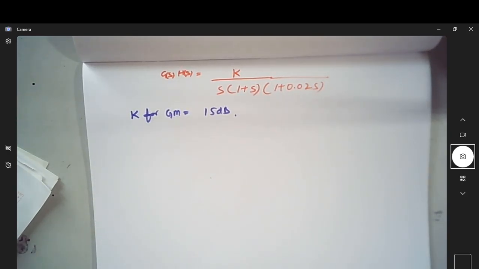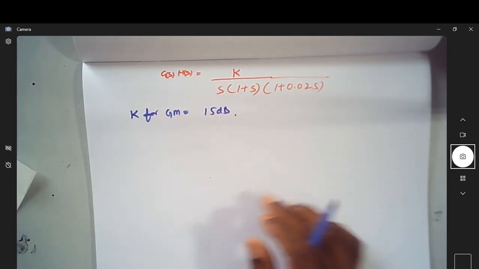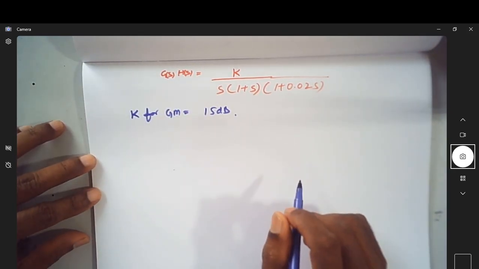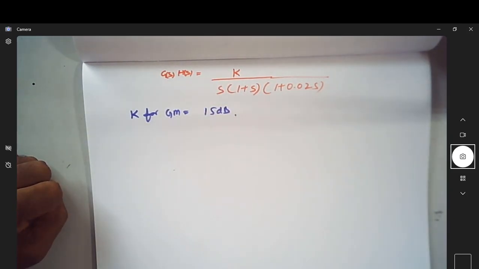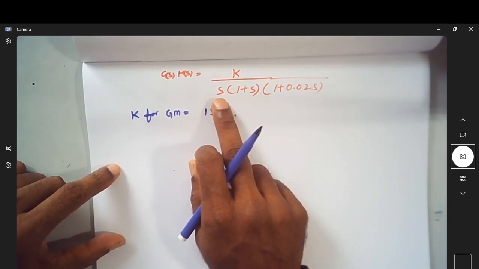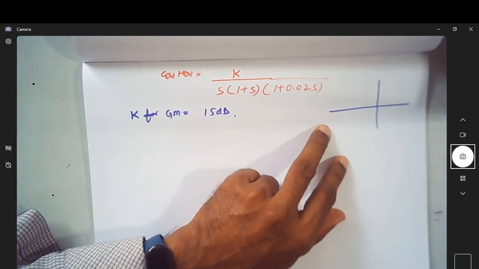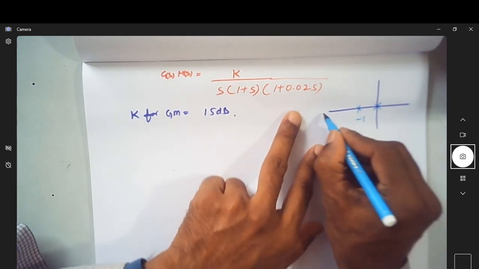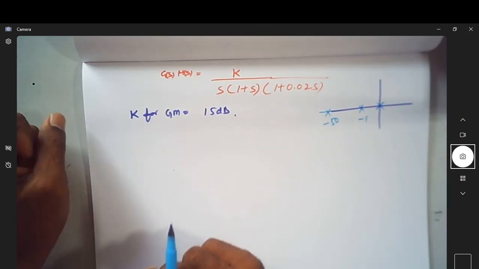So this is the question that is asked. Since the value of K is asked for a gain margin of 15 dB, the first thing we have to do is start from the fact that to plot the Bode plot, we need to know the system gain and the pole positions. Certainly we know the pole positions. If I write the pole-zero plot of this, there is a pole at origin, a pole at -1, and a pole at -50. These are the pole positions of this open loop transfer function.